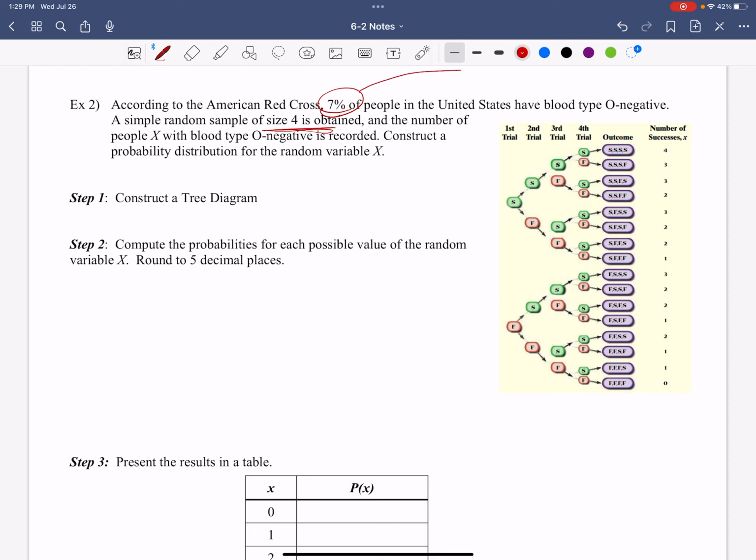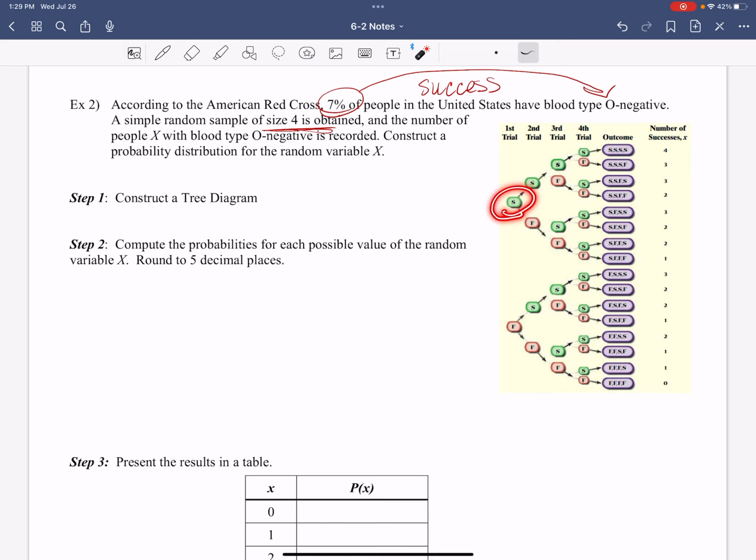Okay, so this has two options. You can either have O negative blood type or not. That's what makes this binomial, right? So you have these two options. And we are sampling 4 people, so we have a fixed number of trials, and each one is independent because we're talking about different people. So we are good, right? And everybody has the same opportunity. So the first, second, third, and fourth, that's where these 4 trials come in because it's a sample size 4.